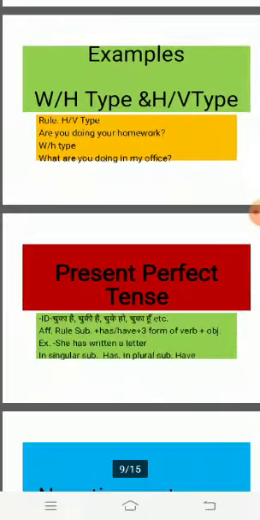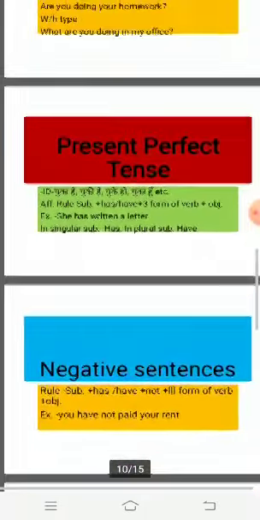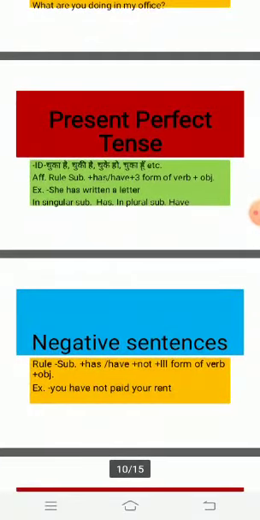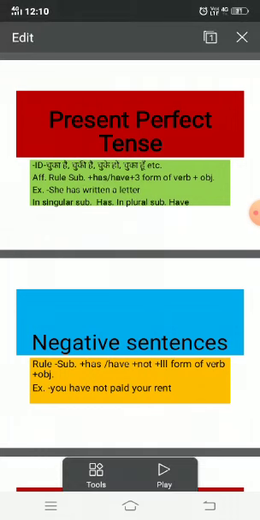Okay. Now we come to present perfect tense. Present perfect tense idea is चुका है, चुकी है, चुके हैं, चुका हूँ, etc. And the rule is subject plus has or have. With singular we use has, with plural subject we use have. But in perfect tense, one thing you must know, we always use the third form of verb. Then object. Example, she has written a letter.